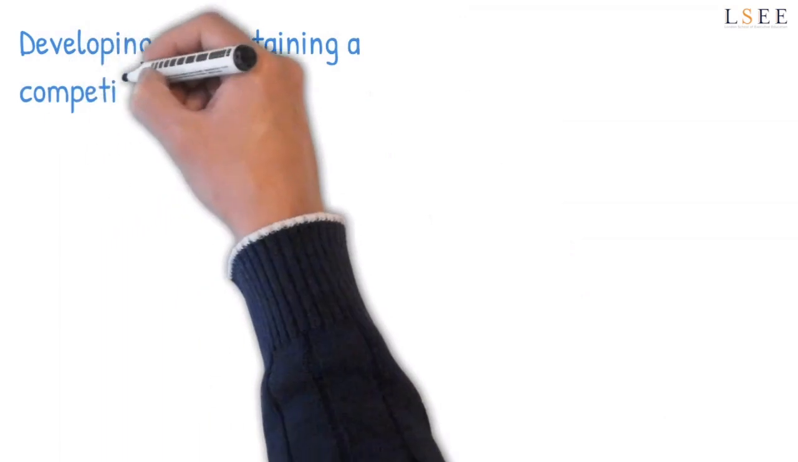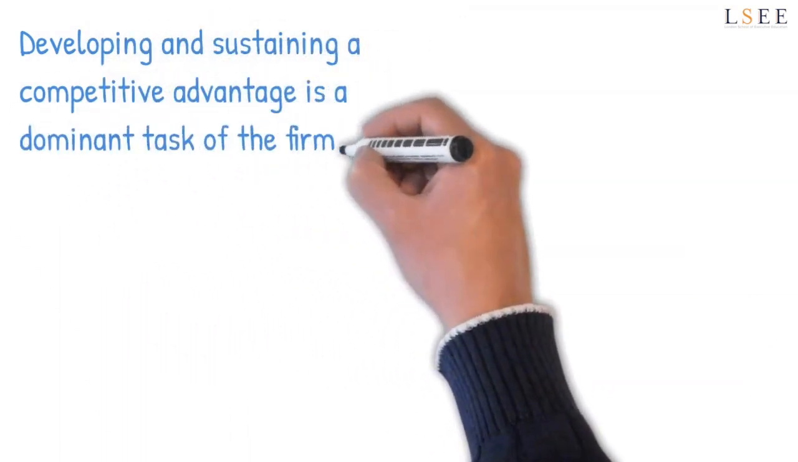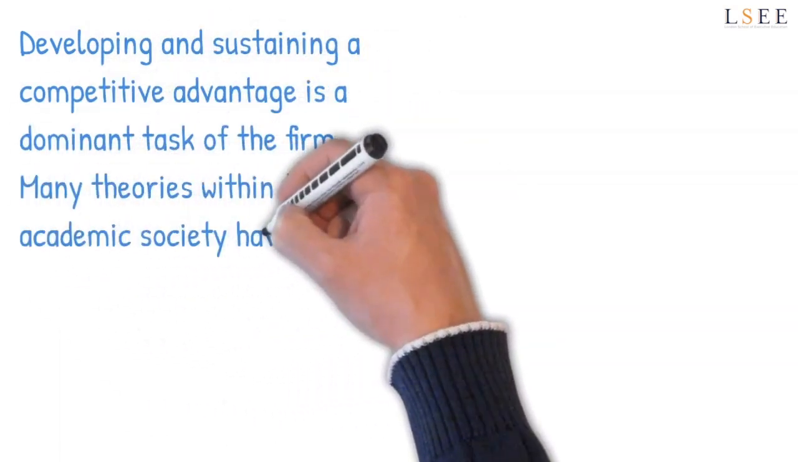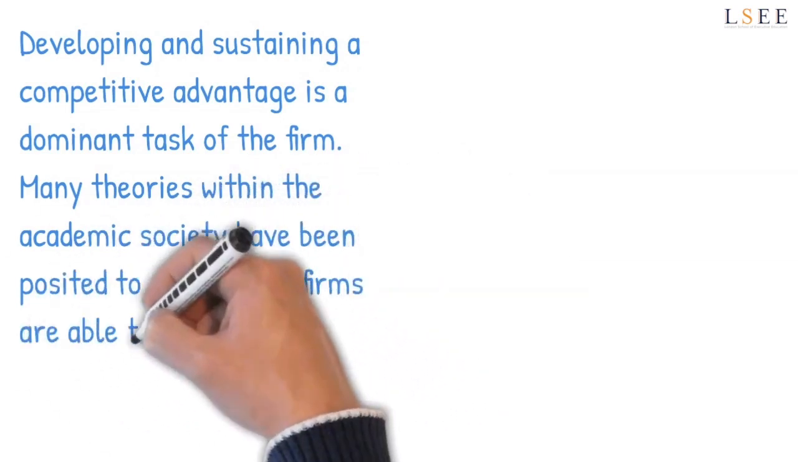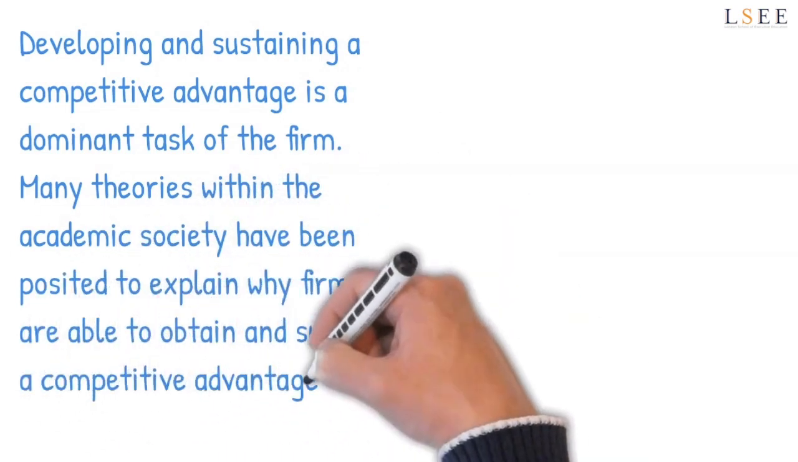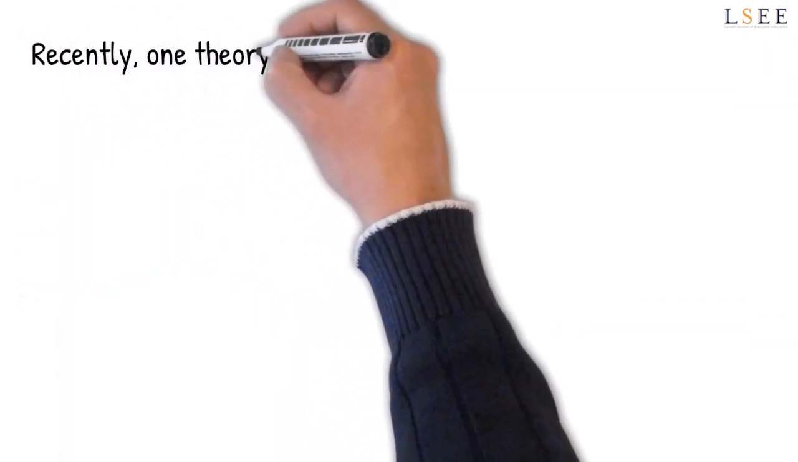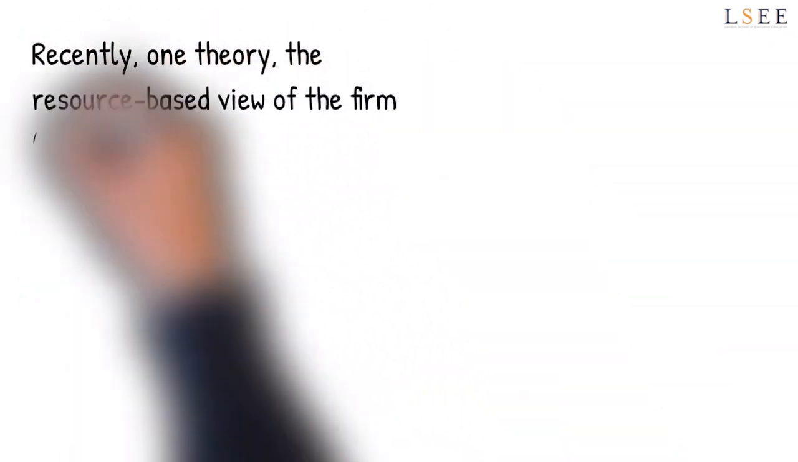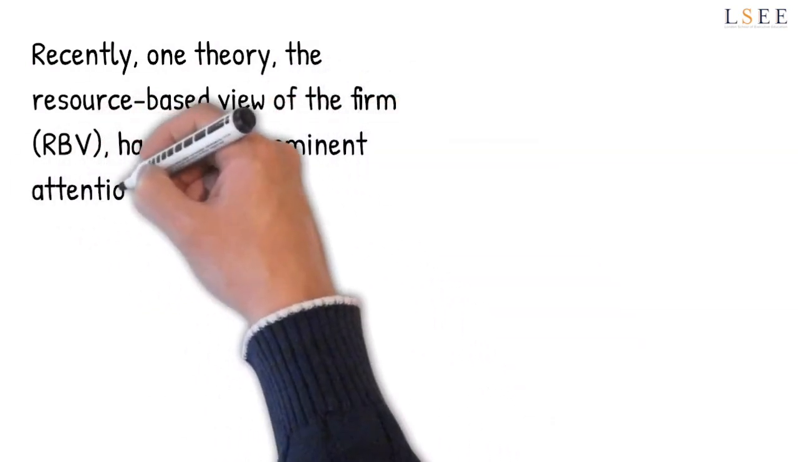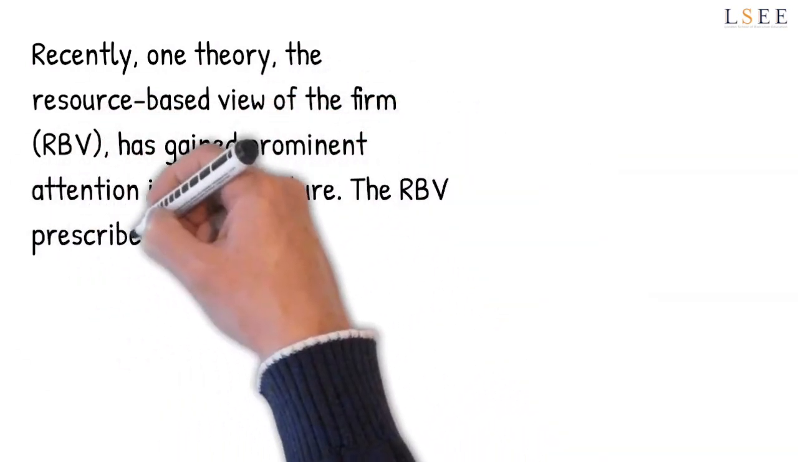Developing and sustaining a competitive advantage is a dominant task of the firm. Many theories within the academic society have been posited to explain why firms are able to obtain and sustain a competitive advantage. Recently, one theory, the resource-based view of the firm, RBV, has gained prominent attention in the literature.